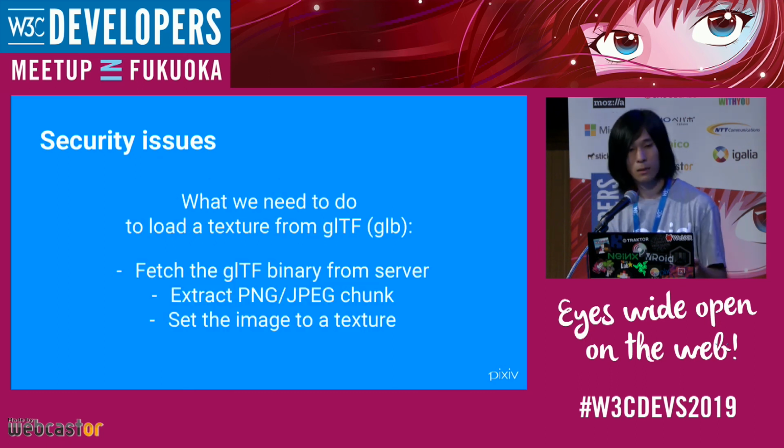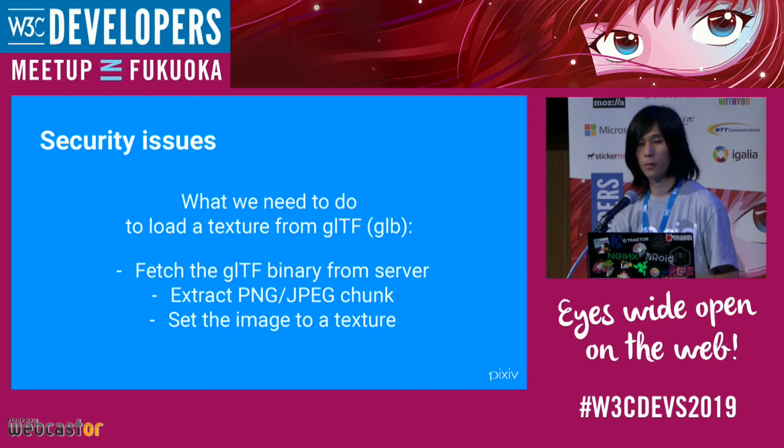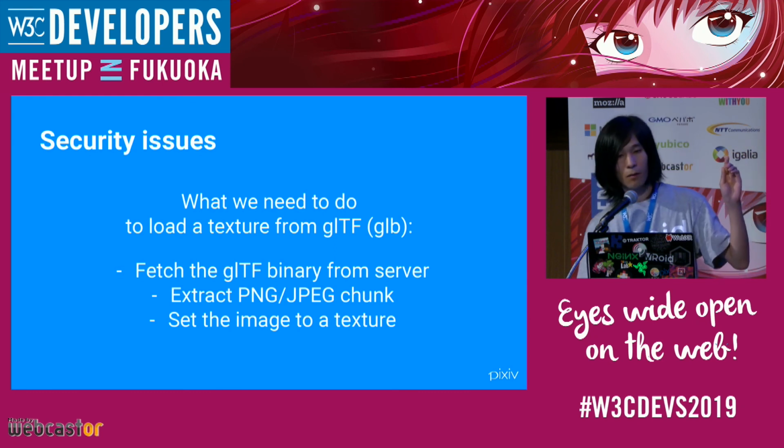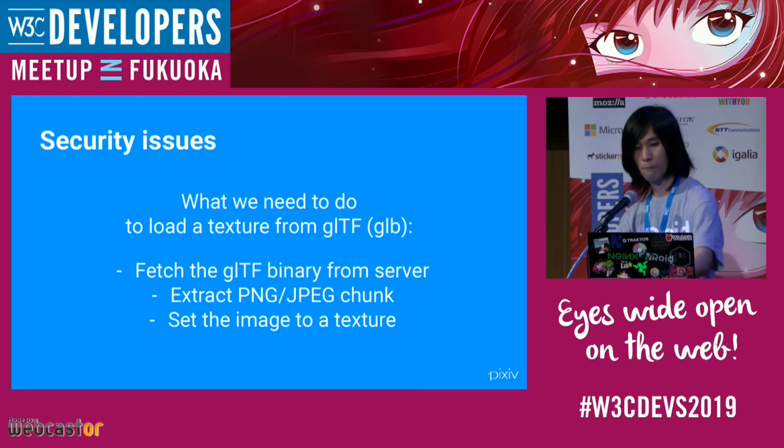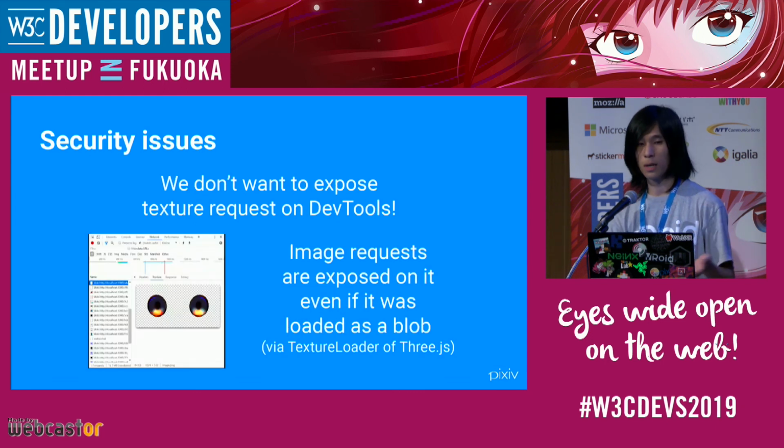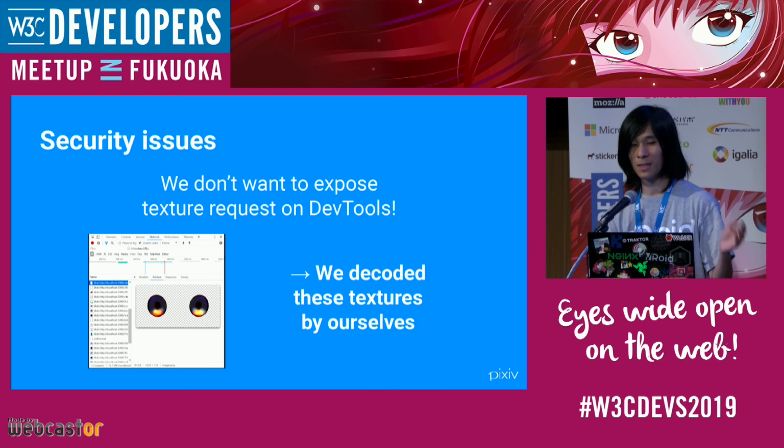And in more detail, we have to take these steps to show 3D models with textures. First, fetch a binary and get the image chunks, then send the image to the GPU. As I said, we don't want users' textures to be taken, but they get exposed when you just open the browser dev tools if you use an HTML image element. So we are preventing this by decoding the texture ourselves.